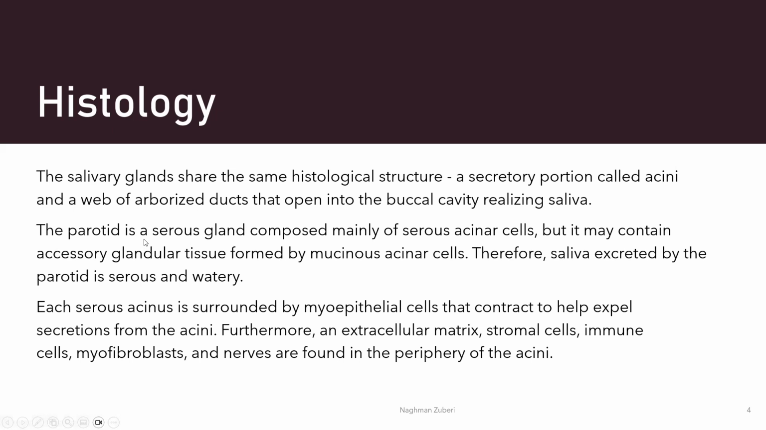The parotid is a serous gland composed mainly of serous acinar cells, but it may contain accessory glandular tissue formed by mucinous acinar cells. Therefore, saliva secreted by the parotid is serous as well as watery. Each serous acinus is surrounded by myoepithelial cells that contract to help expel the secretions from the acini. Well, there is an extracellular matrix, stromal cells, immune cells, myofibroblasts, and nerves found in the periphery of these acini.